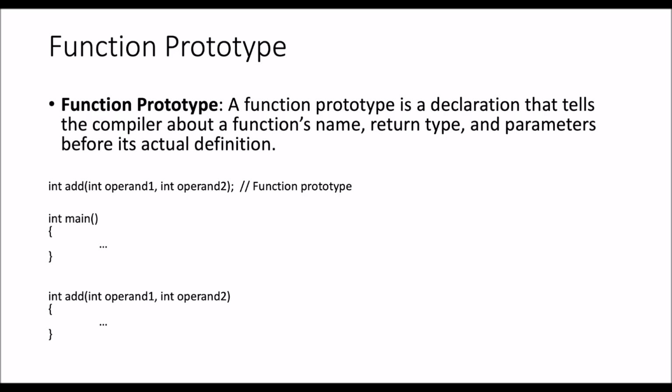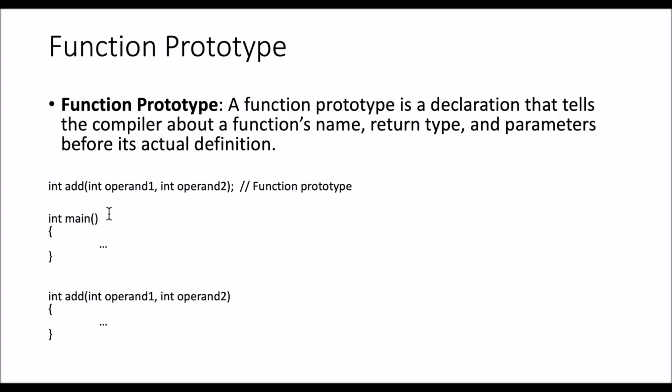Let's take a look at a short code snippet to better understand what this means. At the bottom, I define a function named add that takes in two inputs and returns an integer. The body of this function is intentionally left blank for clarity, but you can imagine that there are statements that implement this function. I also define a main function. Again, the body of the main is left blank for clarity. Then at the top, I declare a function prototype.